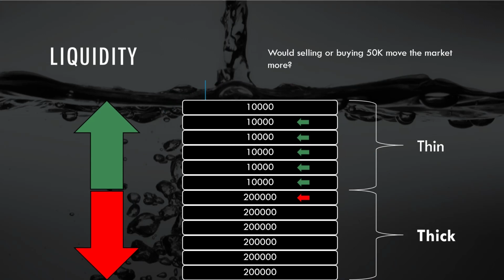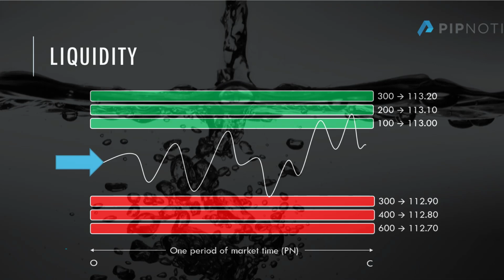Okay, let's have a quick look at another representation of this where you have the same thing. So this is liquidity above and below price. This is the open of a period, and this is a close. So price opens. What happens? Well, the first thing that happens is price is looking for liquidity. And this searching of liquidity will simply cause price to move up and to move down.